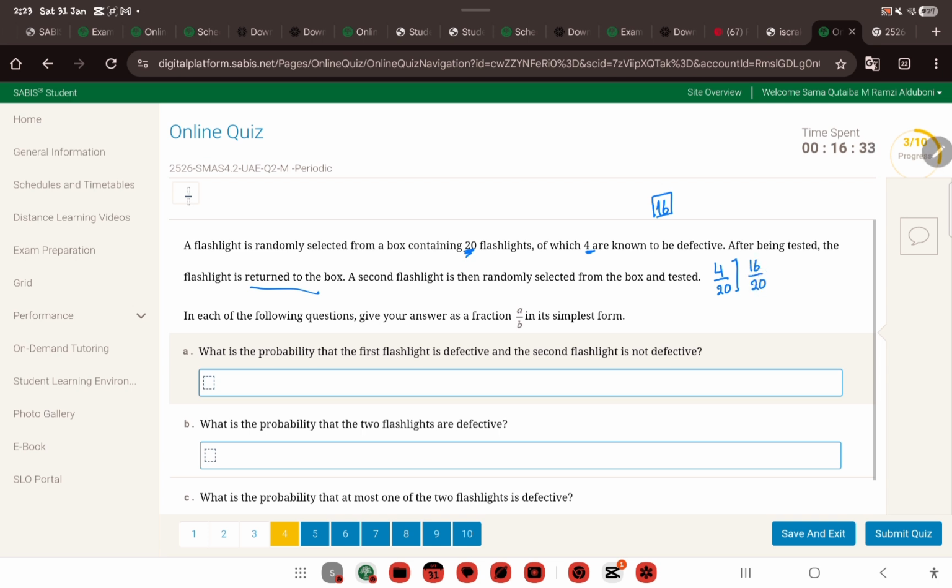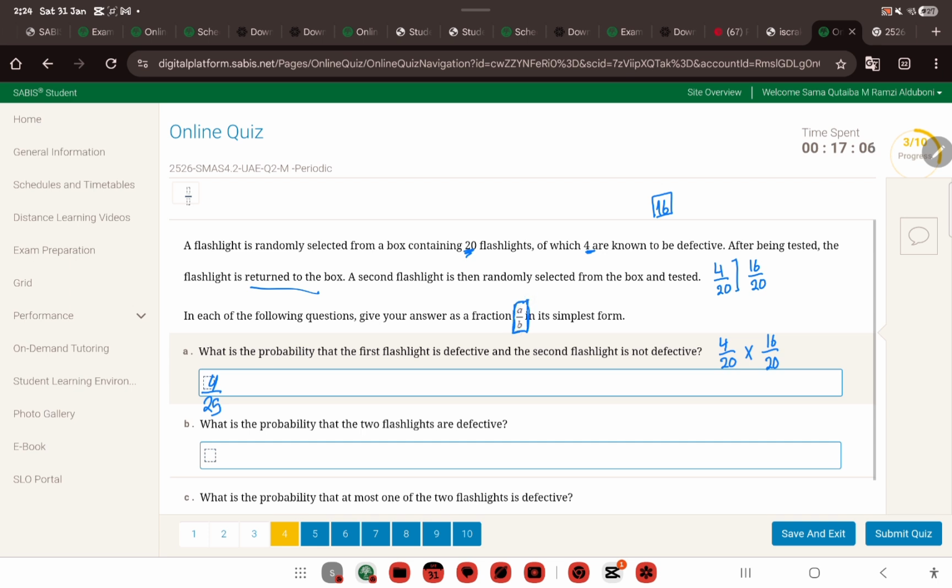So what is the probability that the first flashlight is defective and the second flashlight is not defective? The first one does not affect the second one, so we just write it as it is. Then we multiply the probabilities. So we do 4 over 20 times 16 over 20, in which we get 4 over 25. They want it as a fraction.